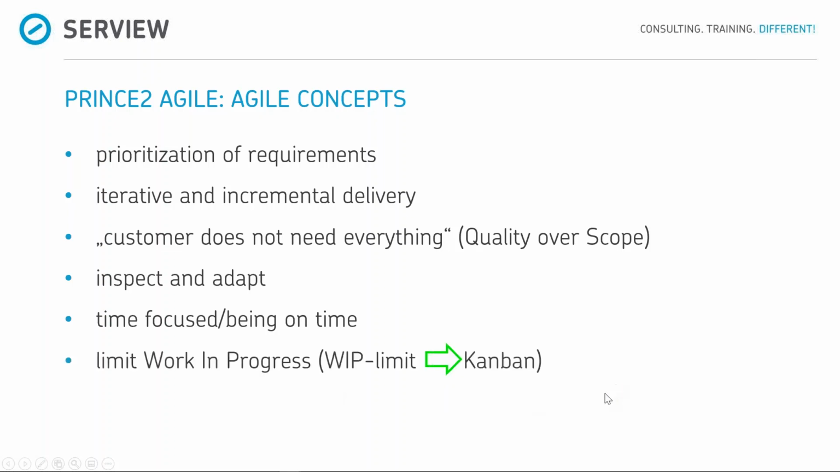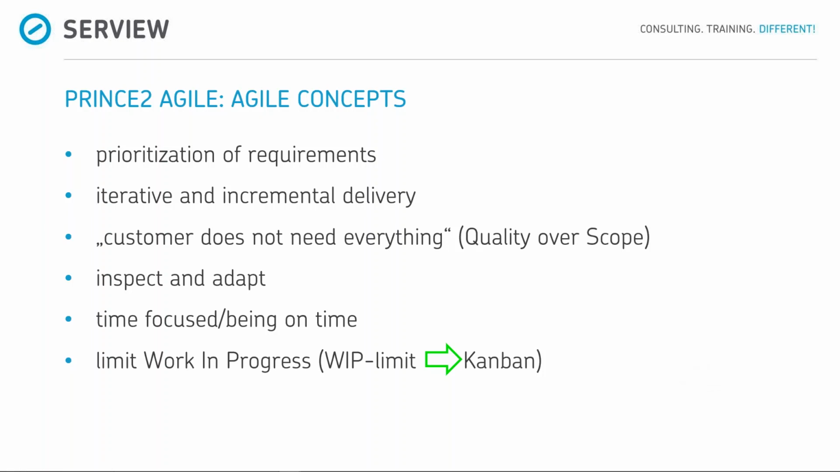And if we're working with something like Kanban, we will probably also put the Agile concept of work in progress limitation in there. So making sure that we prioritize and have the right amount of people in the right process steps.